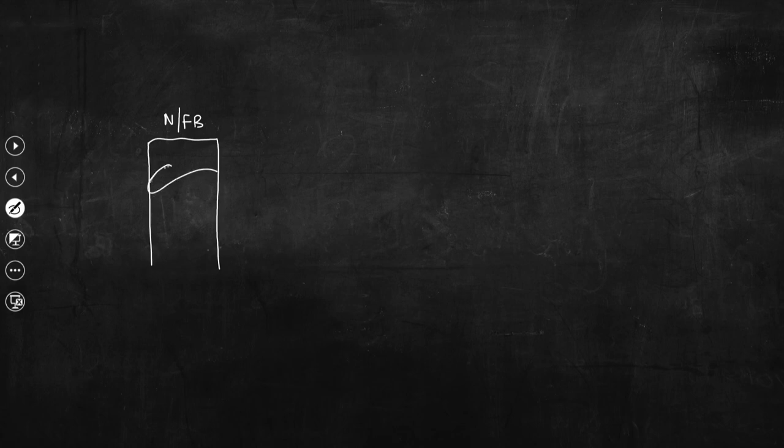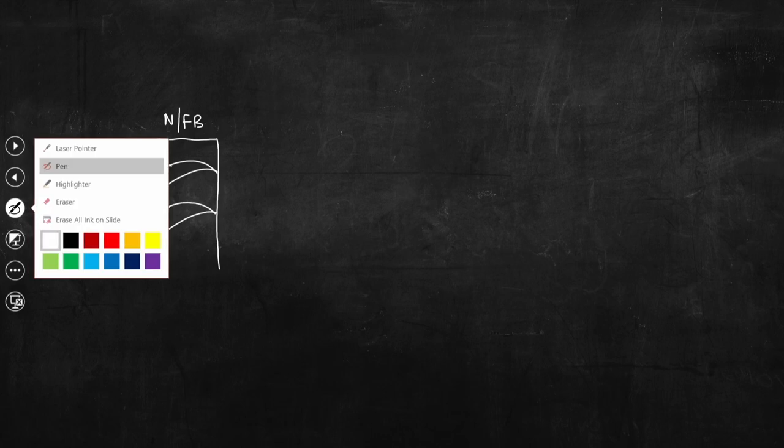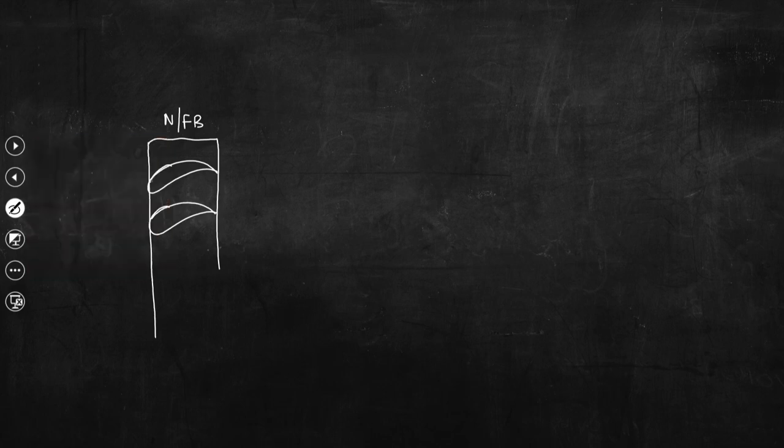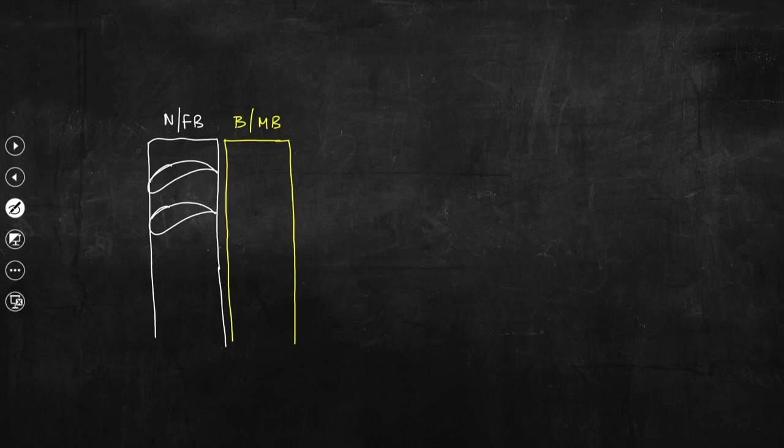So, let us now briefly draw this. This is the nozzle or fixed blade. So, this is the first row of nozzles or fixed blades. And so, these are blades or moving blades. This is the first row of blades or moving blades.